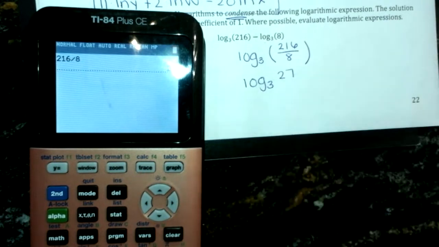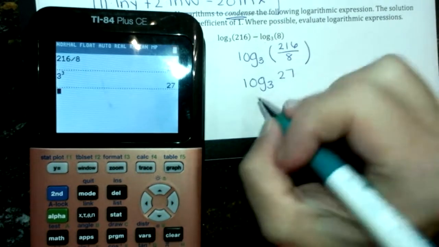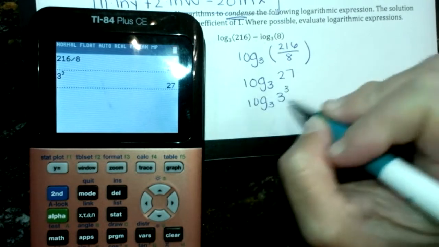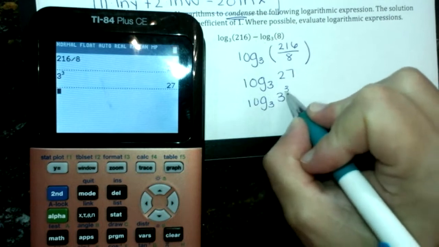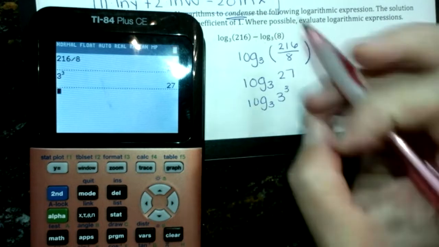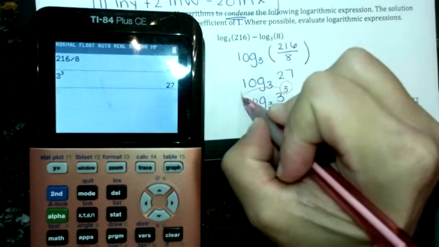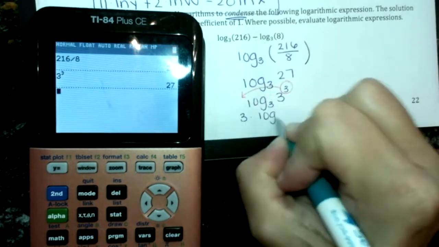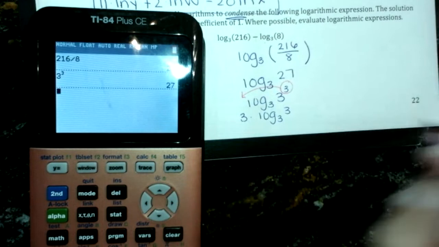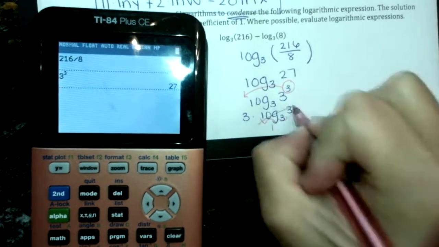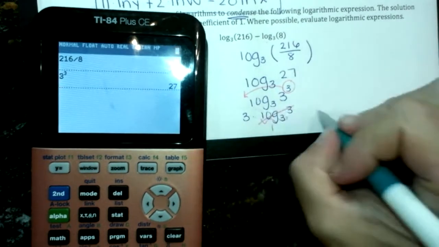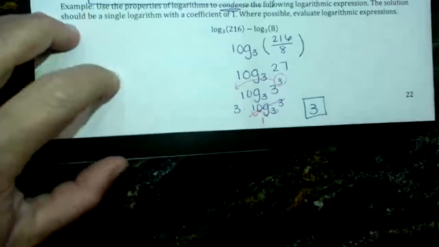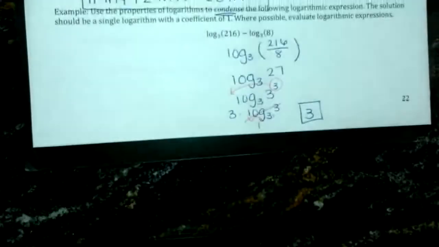Now I want to try to get my bases the same. I know that 3 times 3 times 3, 3 cubed, will give me 27. So I can rewrite this as log base 3 of 3 cubed. Now we know these logs bring our exponent down out front. So we have 3 times log base 3 of 3. We know log base 3 of 3 is 1, so that cancels out. So we're just left with 3 times 1, which is 3. So that whole thing is just 3.